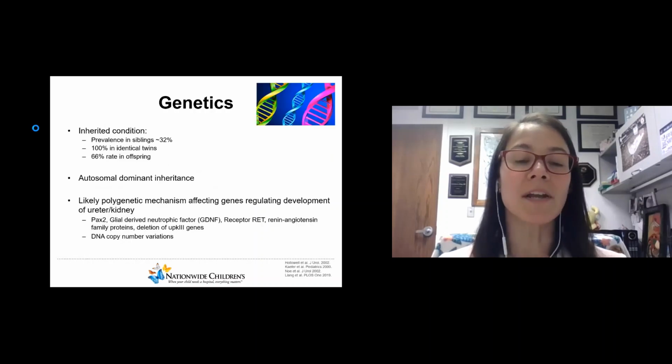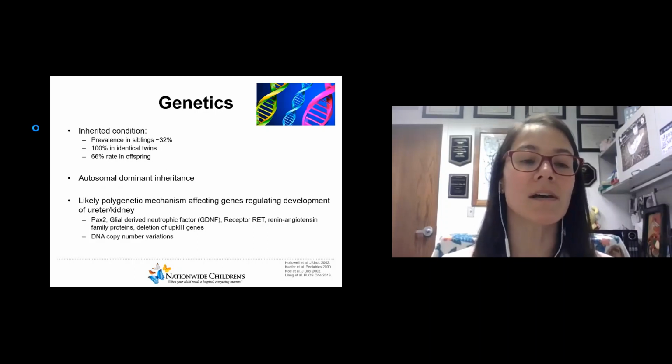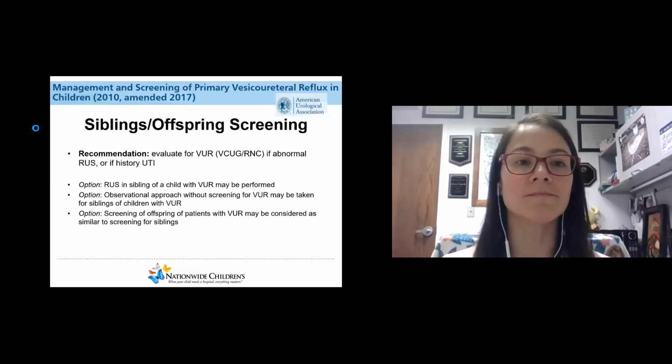There is a genetic component of reflux. We see a prevalence in siblings of 32%. 100% of identical twins will have reflux, and 66% of offspring of children with reflux will have reflux. It's believed to be inherited in an autosomal dominant fashion, and there are likely polygenic mechanisms affecting various genes that regulate ureteral and kidney development. Those proteins are listed below. And also it's believed that there might be an issue with DNA copy number variations.